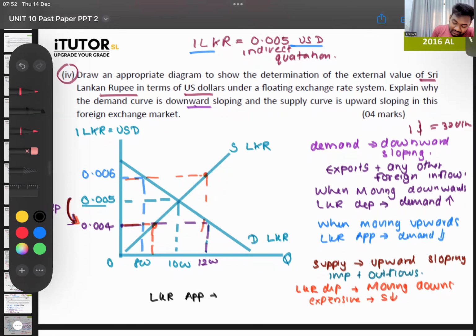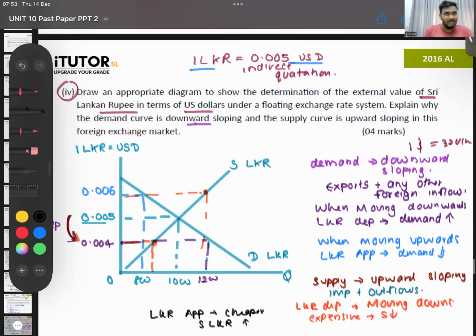On the same side, when the LKR appreciates, you're moving upward, then it's much cheaper to import. So therefore you import more and more. Supply of the LKR increases. So this you have to write in your own words. You can't memorize the answer for this, so logically try to understand. I'm hoping you would have done that in your theory classes. It's not a very hard question. They're simply asking you to draw the diagram and asking why the demand curve is downward sloping and why the supply curve is upward sloping.